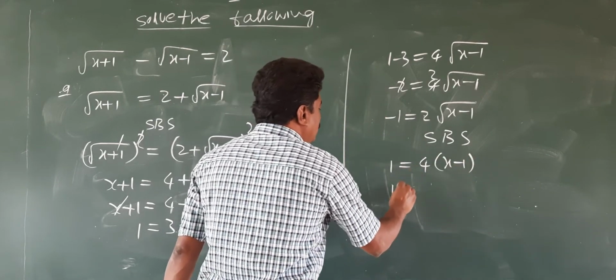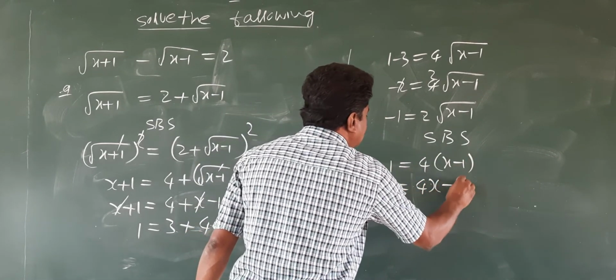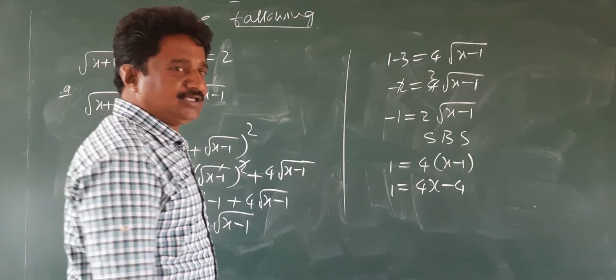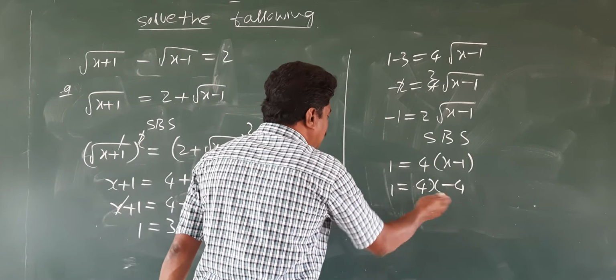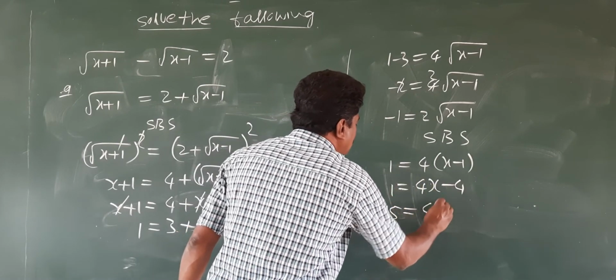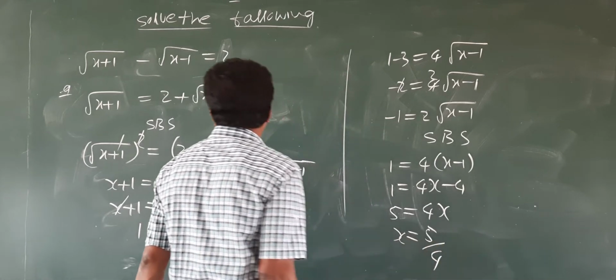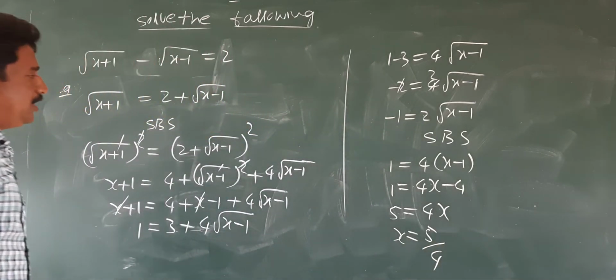Multiply by 4: 1 is equal to 4x minus 4. Bring that minus 4 to this side. 4 plus 1, 5, is equal to 4x. Tell me x, students: 5 by 4. x is 5 by 4.